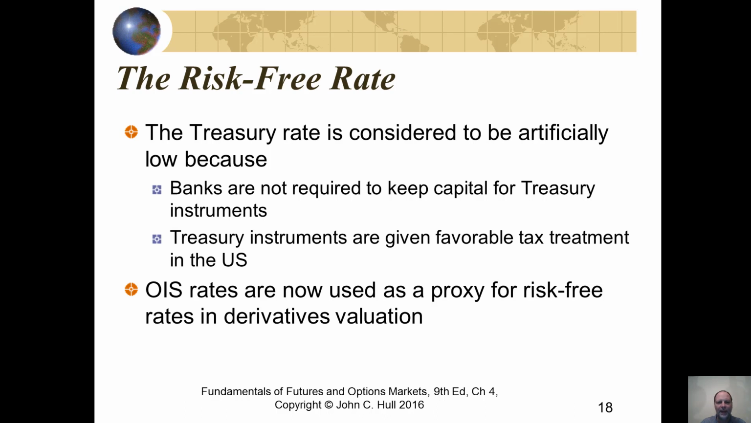There are multiple reasons for this. One, banks are not required to keep capital for Treasury instruments. Two, the Treasury instruments are given favorable tax treatments. But the most important one is, of course, the U.S. Central Bank, the Federal Reserve System, intervening and keeping Treasury bill rates artificially low to, quote, stimulate the economy, and also to cut down on the rate of interest that the United States government has to pay on its debt. For these reasons, the OIS rates are now considered as a proxy for risk-free rates in derivatives valuation. For real risk-free rates, they are also probably too low.